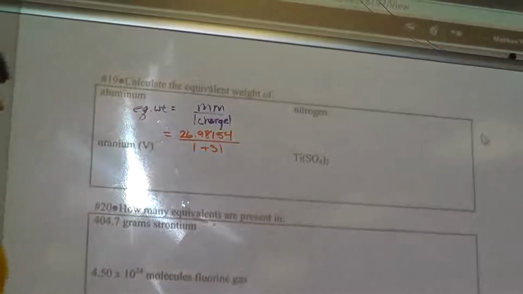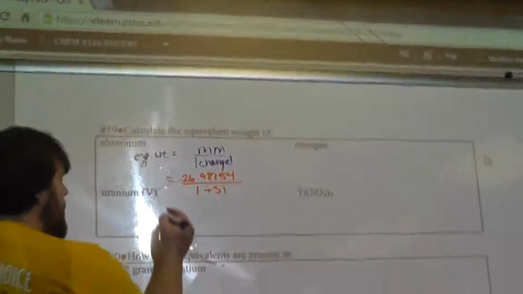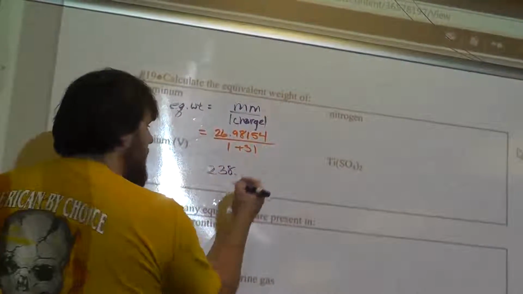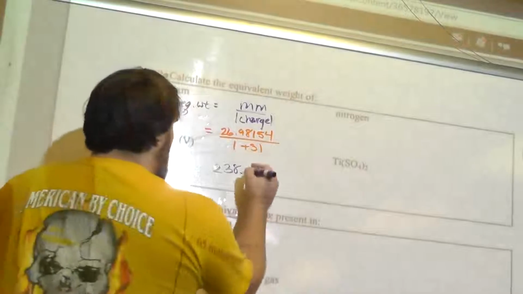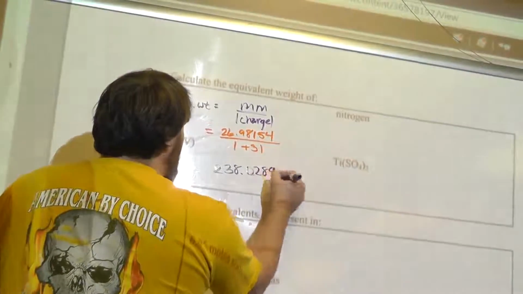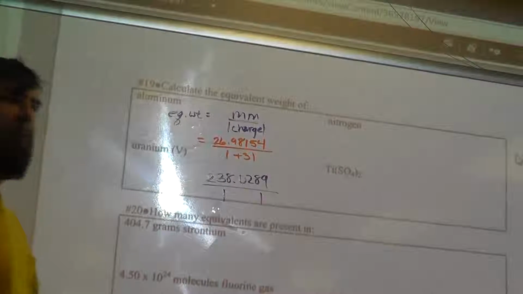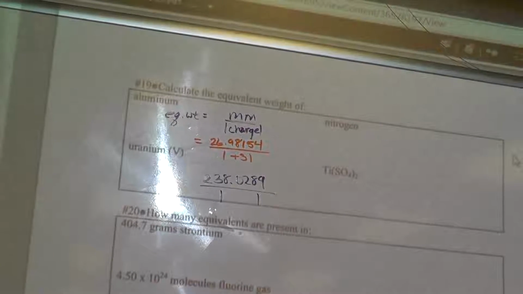So for uranium, your setup is going to be the same, but then you're just going to plug in different numbers here. So the setup for it will be the molar mass, which will be 238.0289 over the absolute value of the charge. What is the absolute value of the charge for uranium?